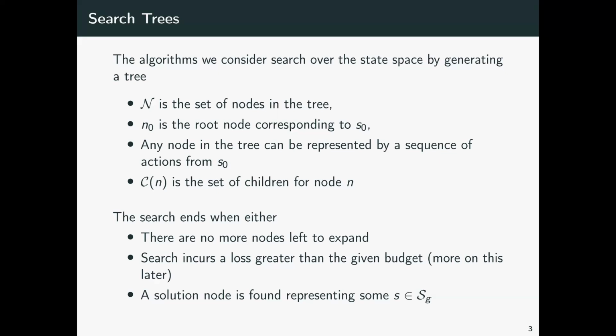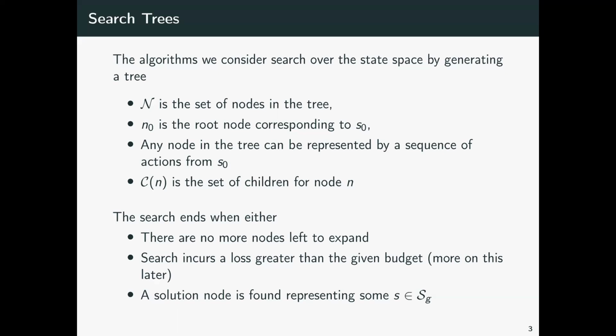Then we have a search algorithm, and generally we bound it by a budget. There are three conditions at which our algorithm will terminate. First, there could be no more nodes left to expand. Usually this doesn't come up with the type of problems we're looking at. There's always a way to get from the root, or from the starting state, to a goal state.